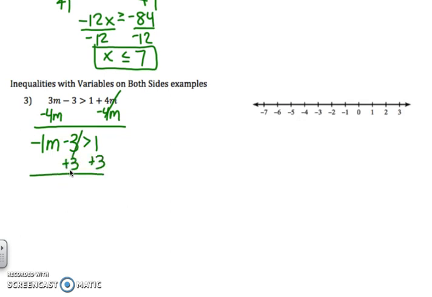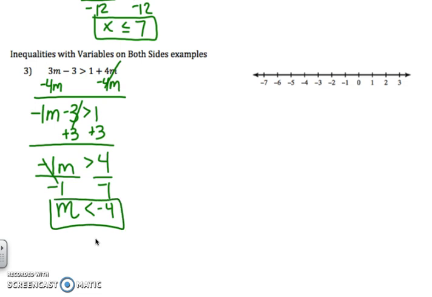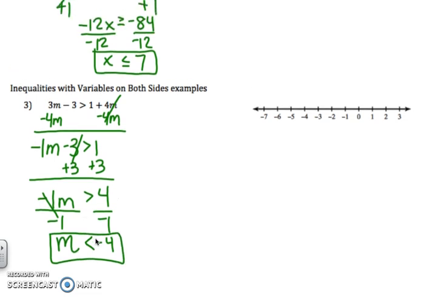The 3's will cancel. Negative 1m is greater than 4. Last step is to divide by negative 1. When you divide by a negative, remember, flip your sign. So I'm going to flip my inequality sign right off the bat. Get m, and then 4 divided by negative 1 is negative 4. So I can now graph, because my inequality is on the left-hand side.